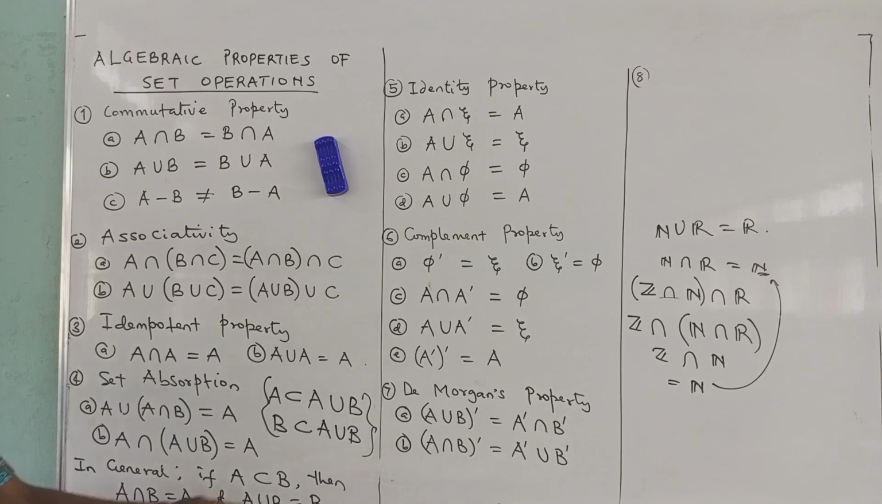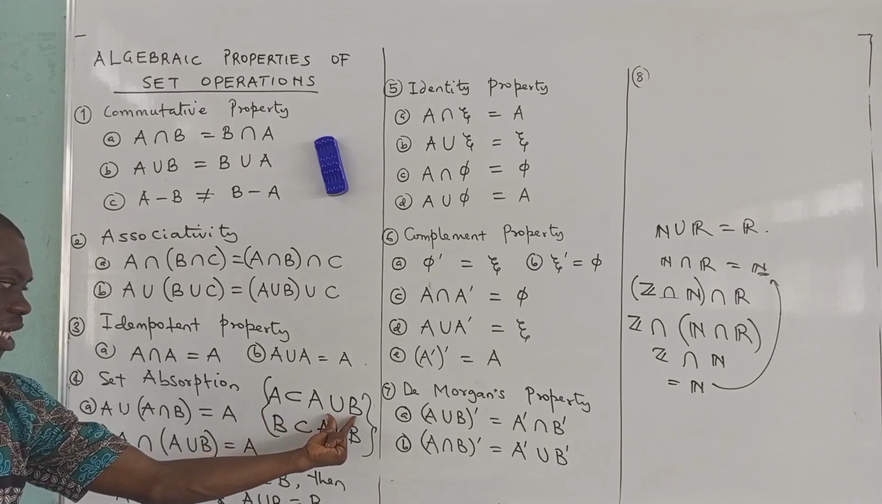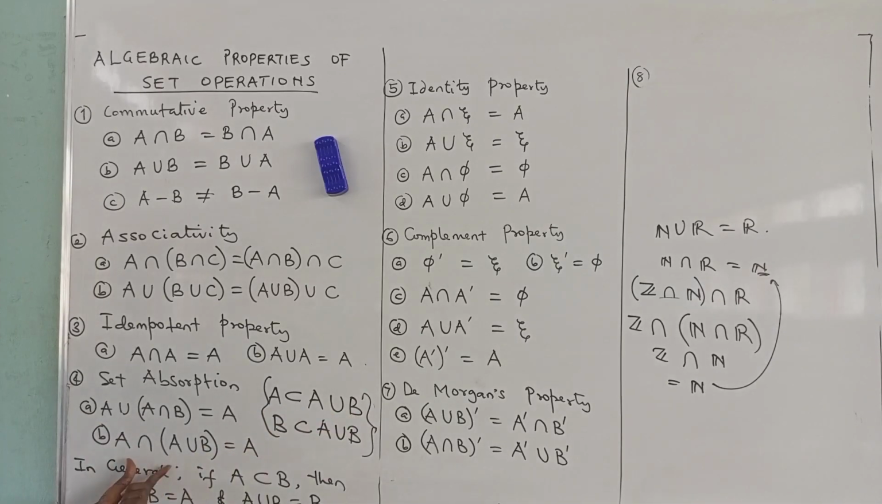And so what that means is that since A is contained in the union of A and B, if you take the intersection, you will get A because A will be the smaller one. And even if you put B here, you will still get B. If you put B here, you will also get B. And that is what we call the absorption property of set operations.